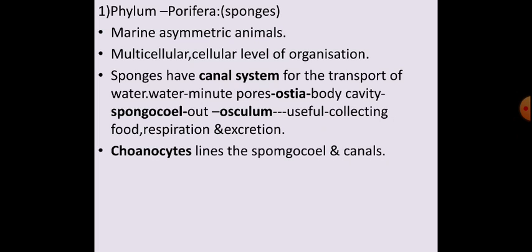That is asymmetric animals. Then they are multicellular and have a cellular level of organization. That means the body is not divided into tissues and organs; the body lives only with the presence of cells. The special feature of sponges is that sponges have a canal system for the transport of water.